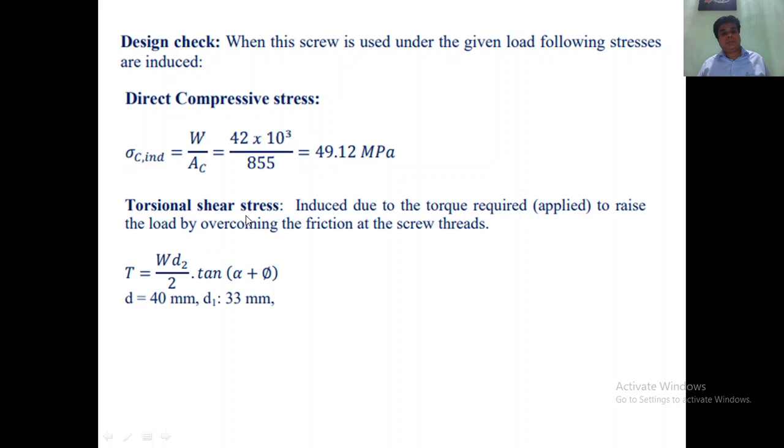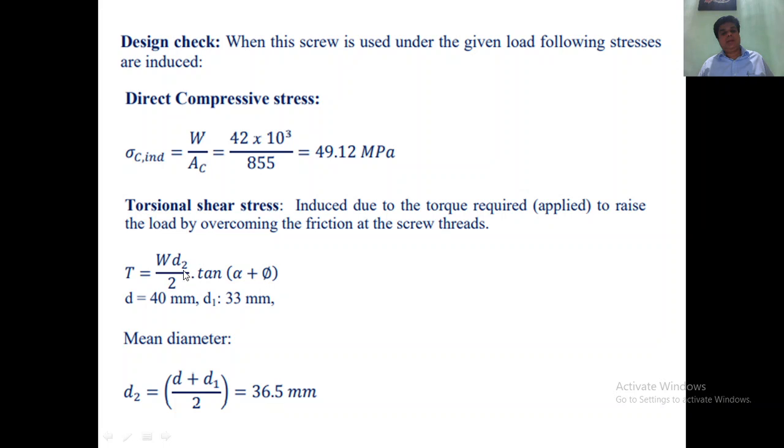So coming to torsional shear stress. We can find it out by first finding the torque. Once the weight and diameter are known, we can calculate the torque. This formula is there in the data handbook. Directly you can calculate the torque to raise the load. The diameter is 40 and the internal diameter is 33, so you can calculate the mean diameter D2 as 36.5.